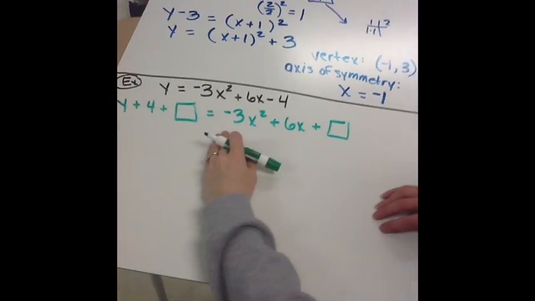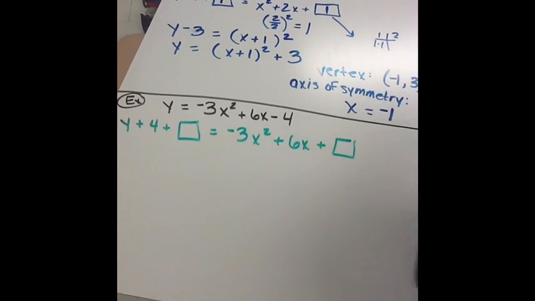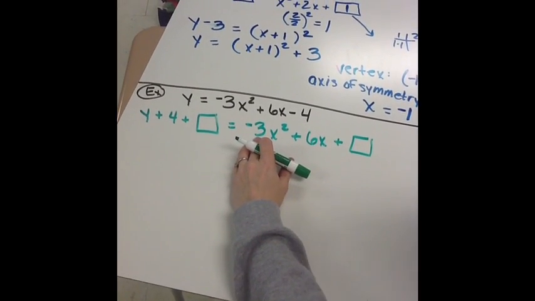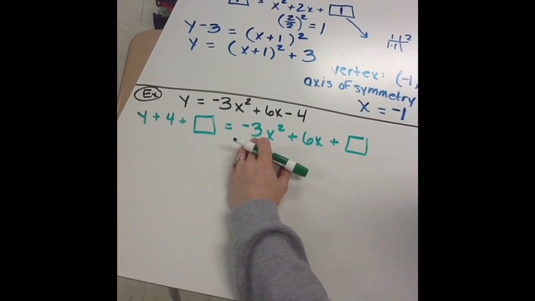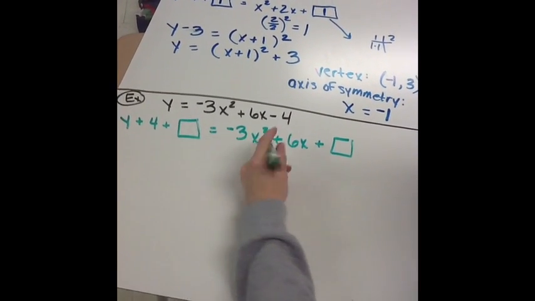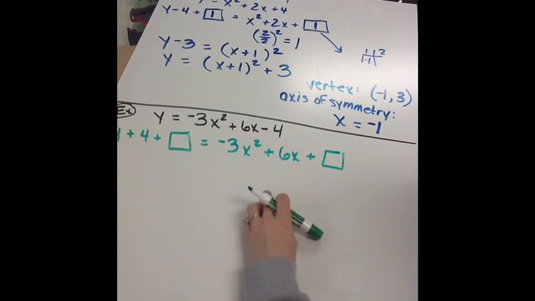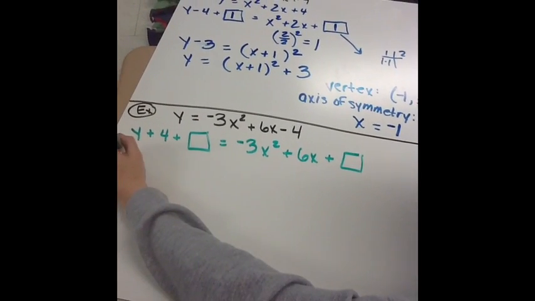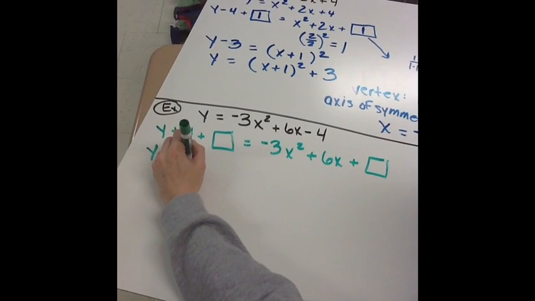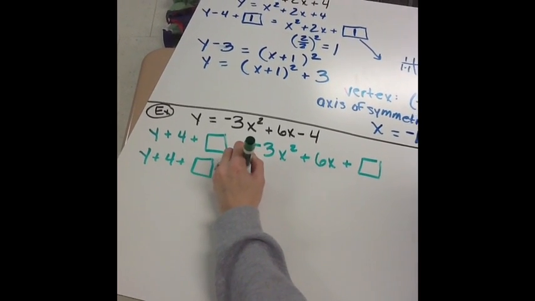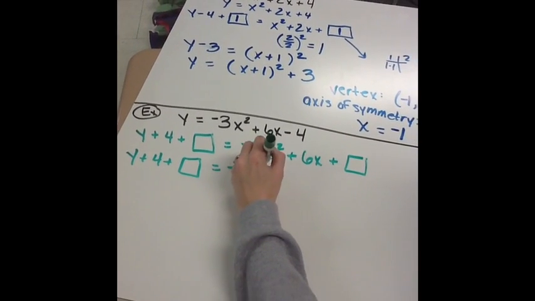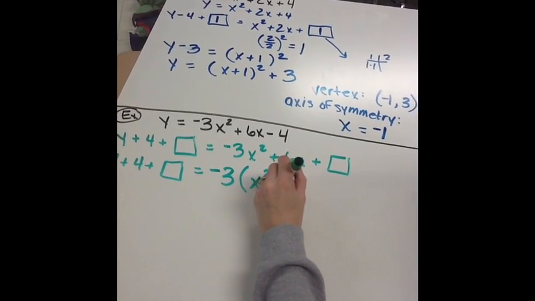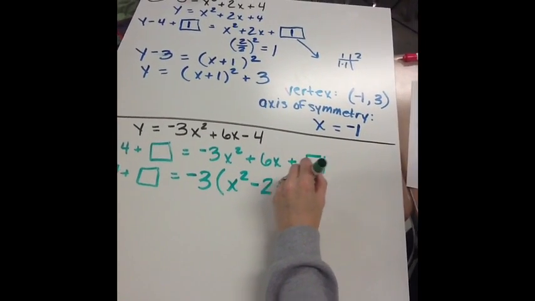The next thing that it says to do is to factor out the greatest common factor if possible. Remember, I said that's only the coefficients, never the variables, so I'm only going to be factoring out negative 3. I always want x squared to be positive when I factor it out. So I get y plus 4 plus our empty spot that we'll fill in, equals, factoring out negative 3, positive x squared minus 2x in my empty spot.